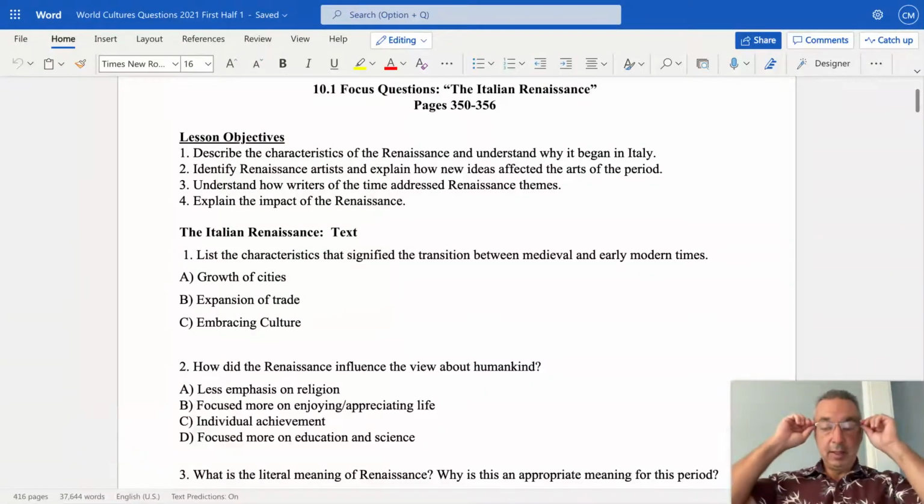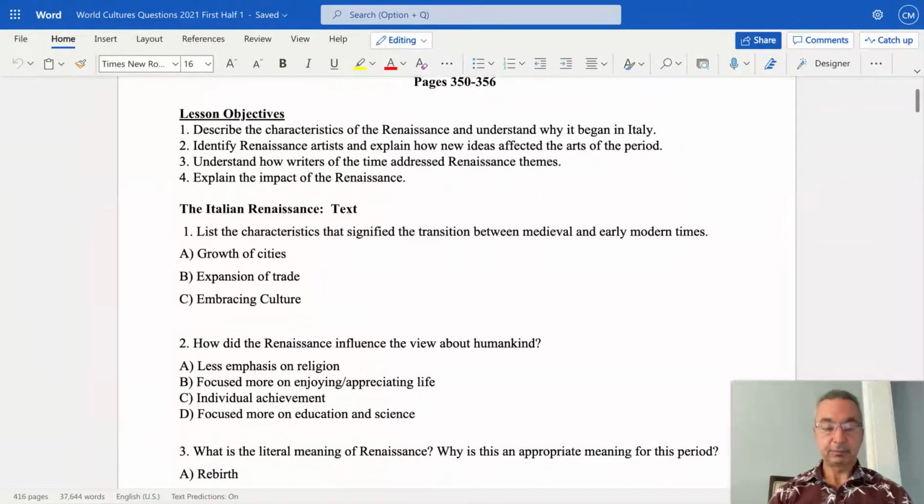Okay, number three, and I kind of gave you a heads up to the literal meaning of Renaissance. And why might this be then an appropriate meaning for this period? As I alluded to before, and sometimes I'll do that, I kind of get a little excited to share out information as we move forward to make sure everything is clear.